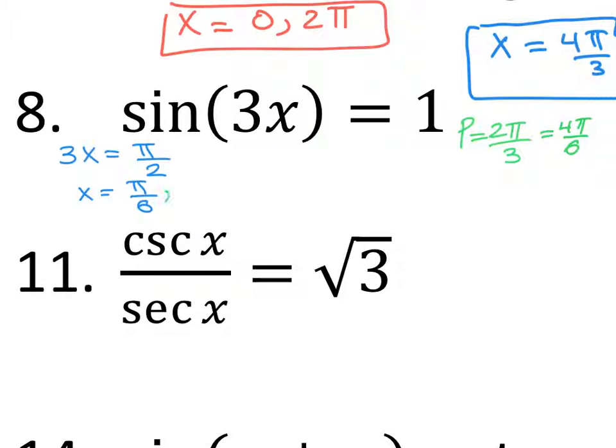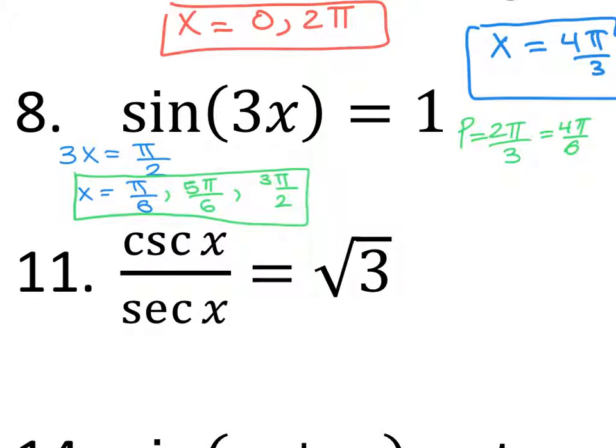So pi over 6 plus 4 pi over 6 will give me 5 pi over 6. And 5 pi over 6 plus 4 pi over 6 will give me 9 pi over 6. And 9 pi over 6 plus 4 pi over 6 will give me 13 pi over 6. But that's beyond 0 to 2 pi, so I'm going to stop there. Now 9 over 6 simplifies to 3 over 2, so that's 3 pi over 2. So I was able to find 3 angles from 0 to 2 pi, and these are pi over 6, 5 pi over 6, and 3 pi over 2.